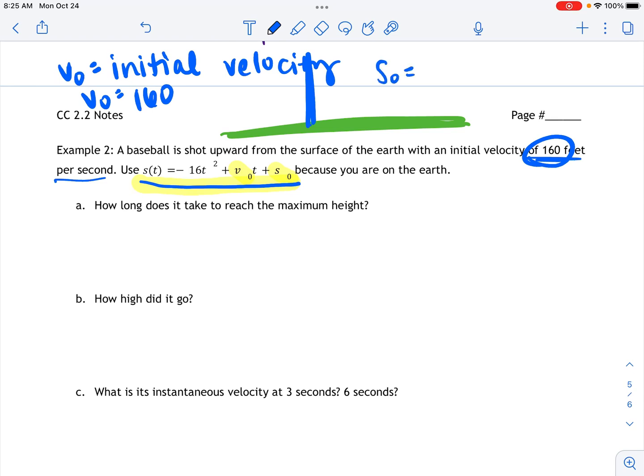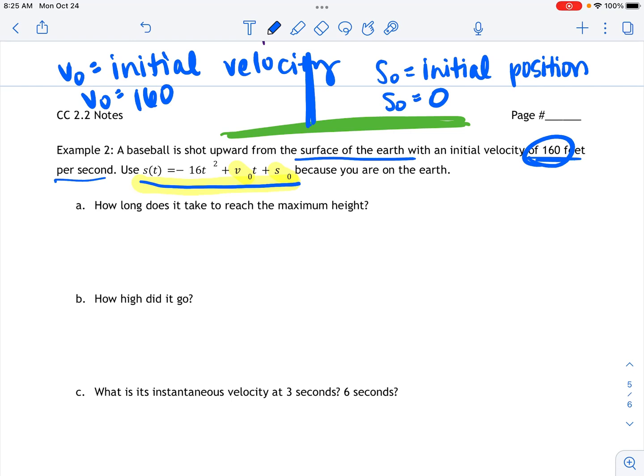S sub 0 is your initial position. So it is at time equals 0. Where is your ball? What is the height? What is the location? And here it says it's shot upward from the surface of the earth. So in this case, S sub 0 is 0 because the ball is starting on the earth. If you were standing on top of a ladder and throwing the ball up, your height would be taller because you'd be off the ground more. But this one says it's being shot from the surface of the earth. So your initial position is 0.